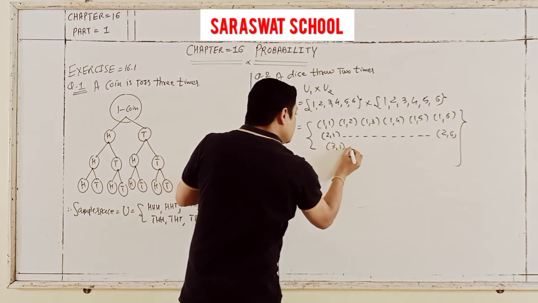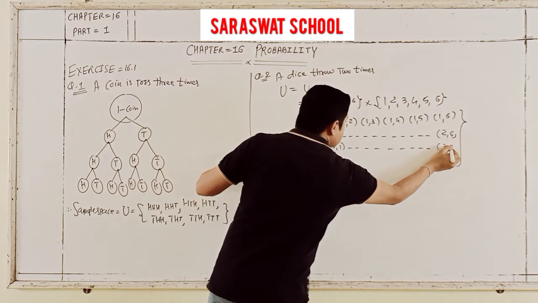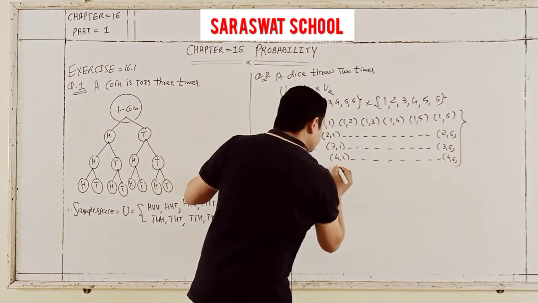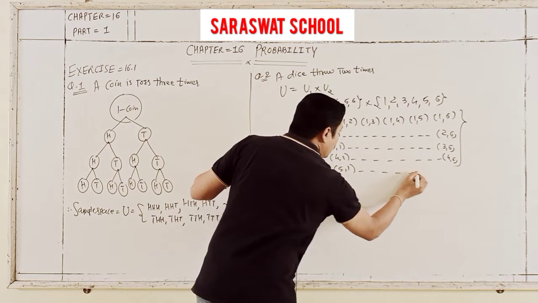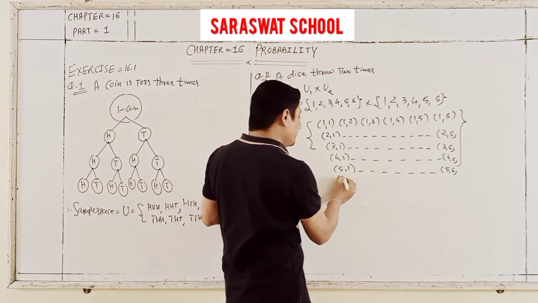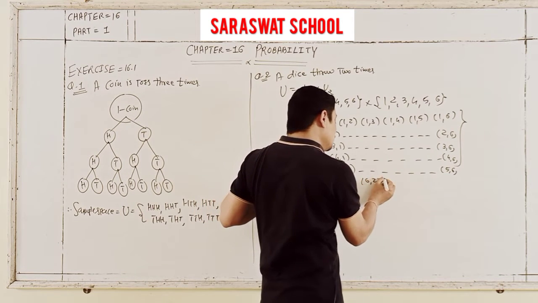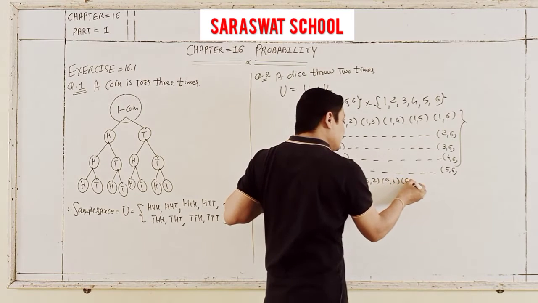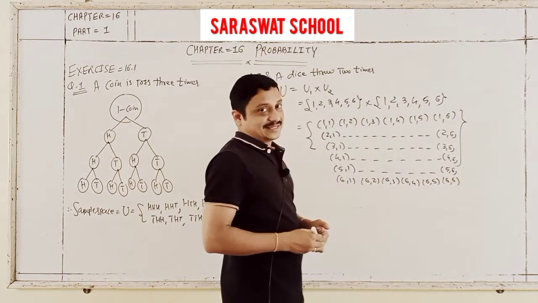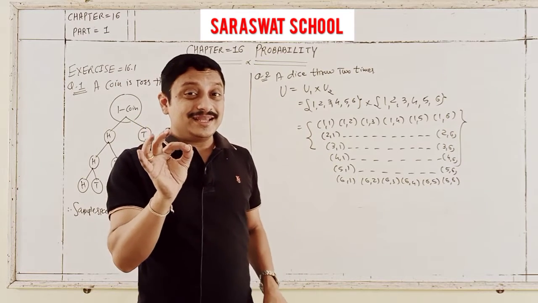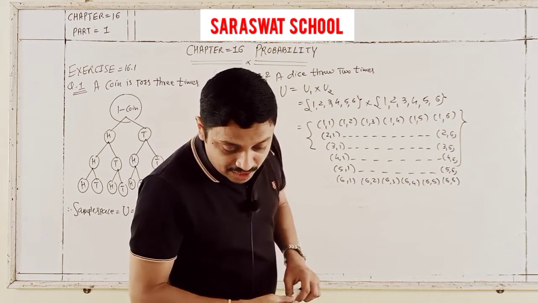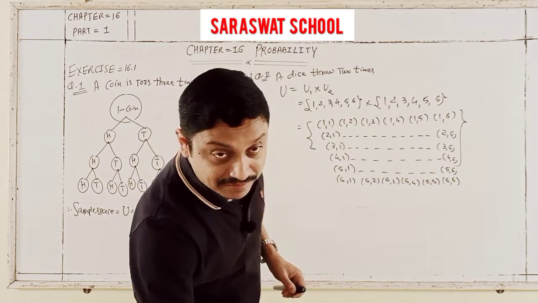Similarly 3 1 to last one 3 6. Similarly 4 1 to the end 4 6. 5 1 to the end 5 6, and last one 6 1, 6 2, 6 3, 6 4, 6 5 and 6 6. Here students, you can easily declare the elements of the sample space. Now question 3, a coin is tossed 4 times.